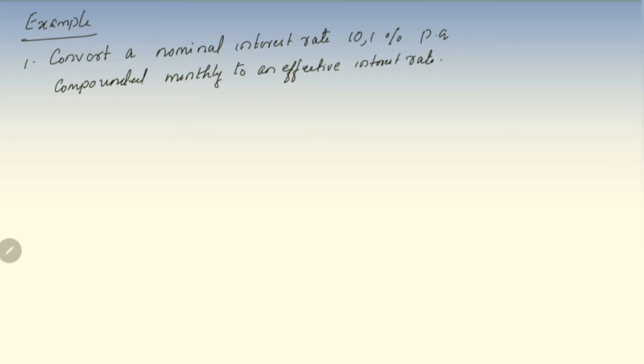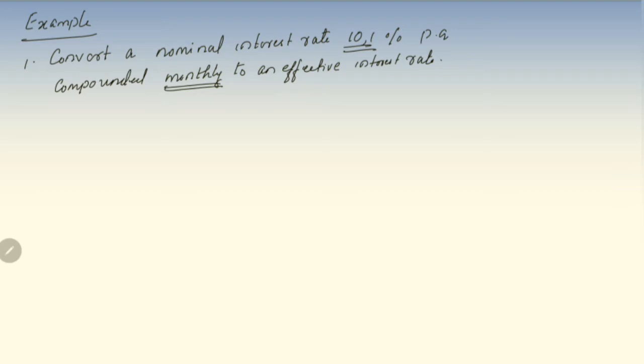Okay, look at this question. Convert a nominal interest rate of 10,1% per annum compounded monthly to an effective interest rate. This conversion question is very important. Here, what is given? The nominal one is given, because this word will help you to identify monthly, quarterly, half yearly. If you see this word, it means it is the nominal one. So you have to find the effective one.